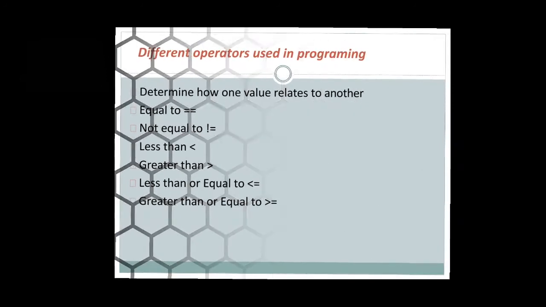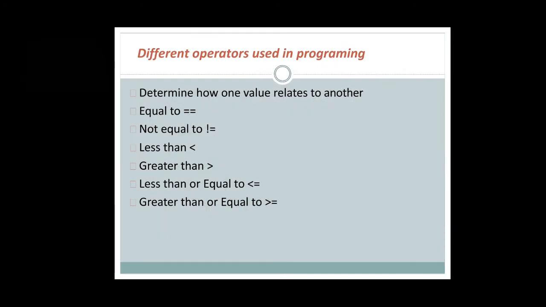Next one is different operators used in programming. They determine how one value is related to another: equal to, not equal to, greater than, less than, less than or equal to, greater than or equal to.